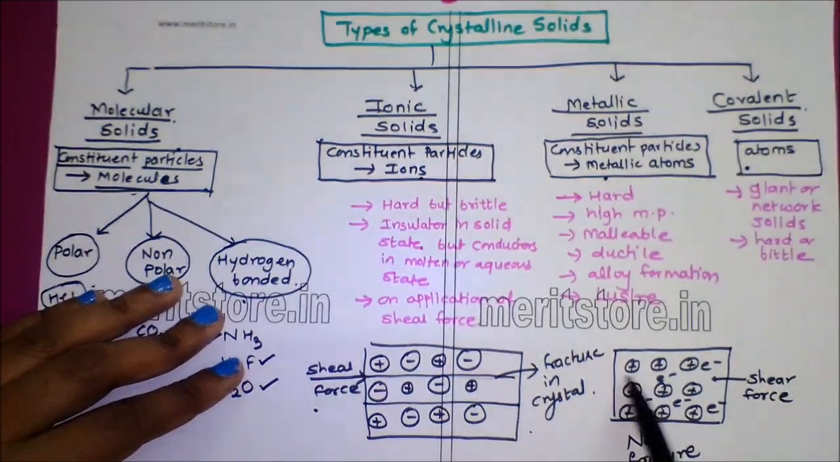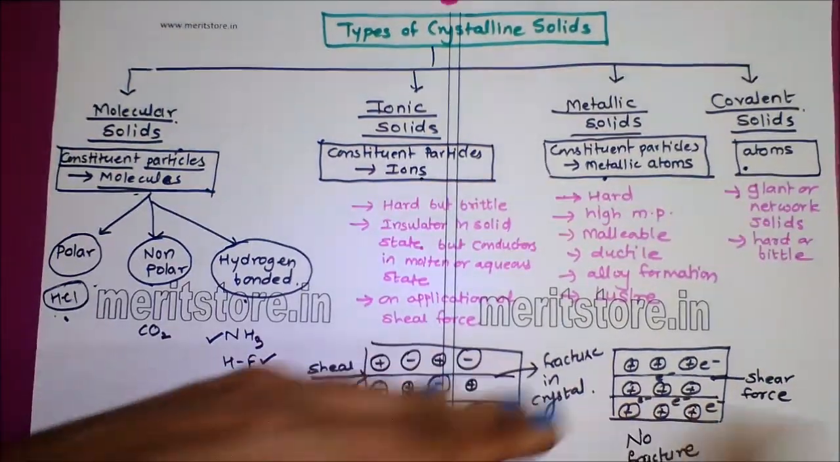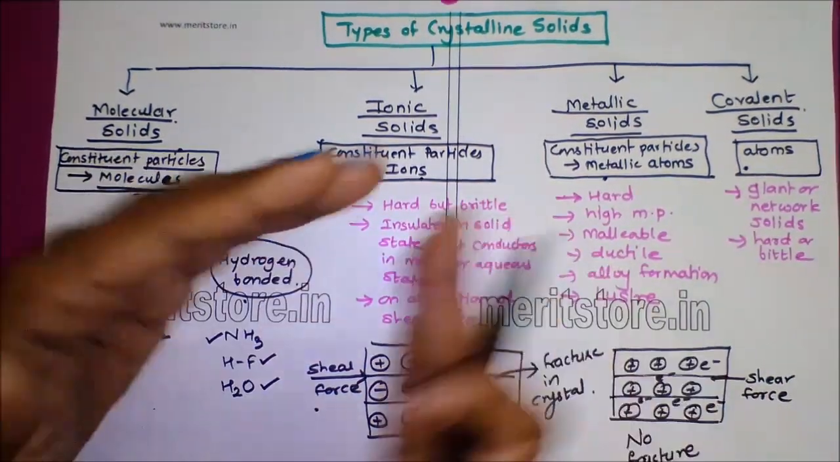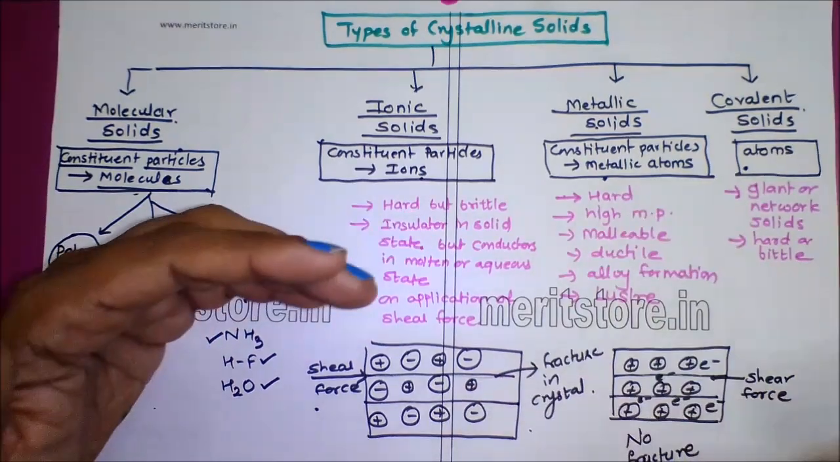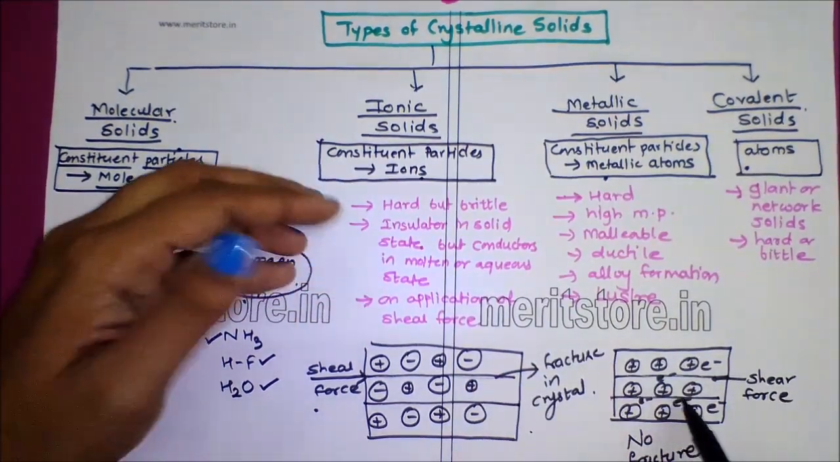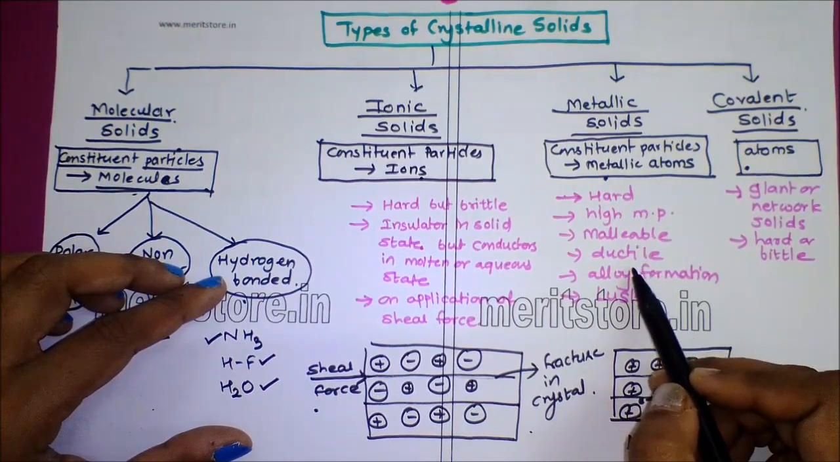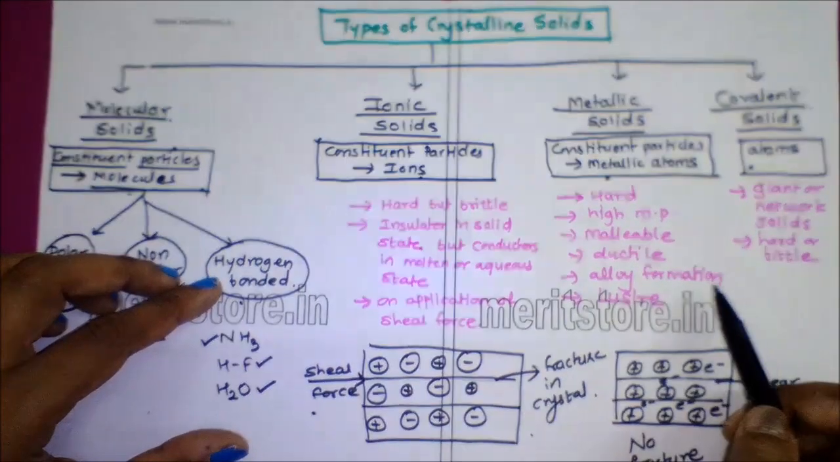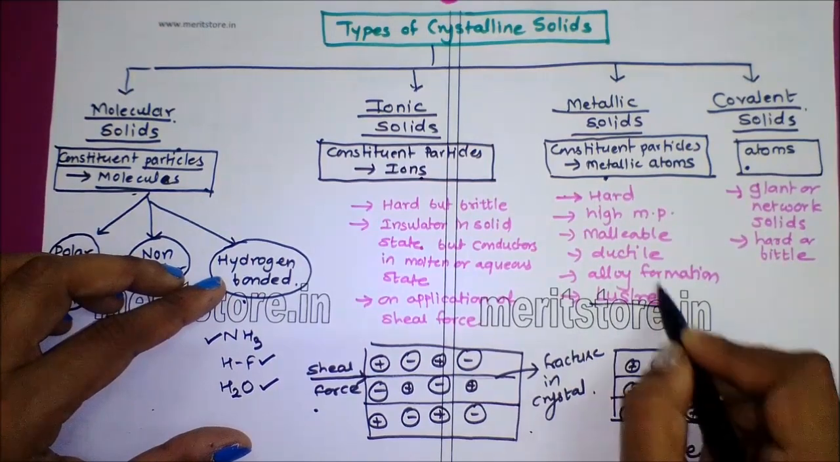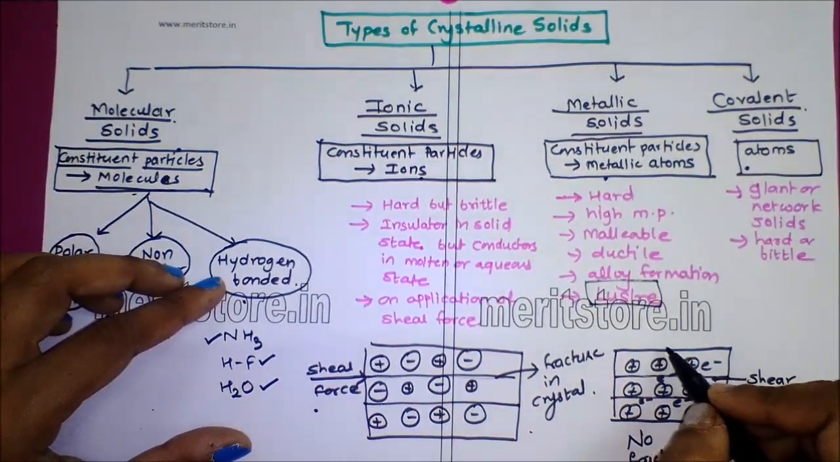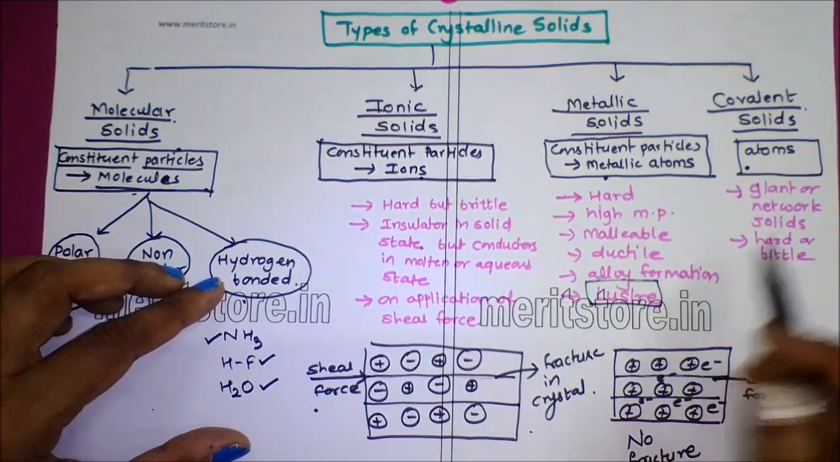Now if I apply the shear force and I have to separate these two layers, they will smoothly slide on top of each other, and since they have a smooth sliding on top of each other, they can be separated very easily. Hence the metal solids show properties like malleability and ductility. Alloy formation is possible for them, and definitely the metallic luster due to the mobility of electrons.